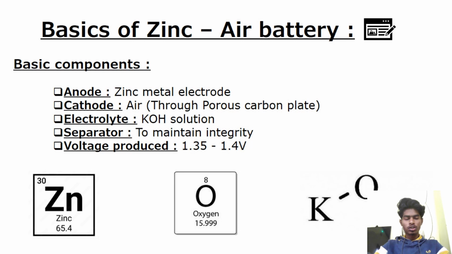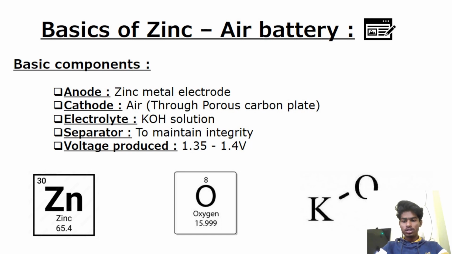Now we are discussing the basics of zinc air battery. In this, the basic components are: anode, zinc metal electrode is taken as the anode. Cathode, air through a porous carbon plate, meaning O2. Electrolyte, KOH solution, potassium hydroxide solution. Separator to maintain integrity. Voltage produced is 1.35 to 1.4 volts.